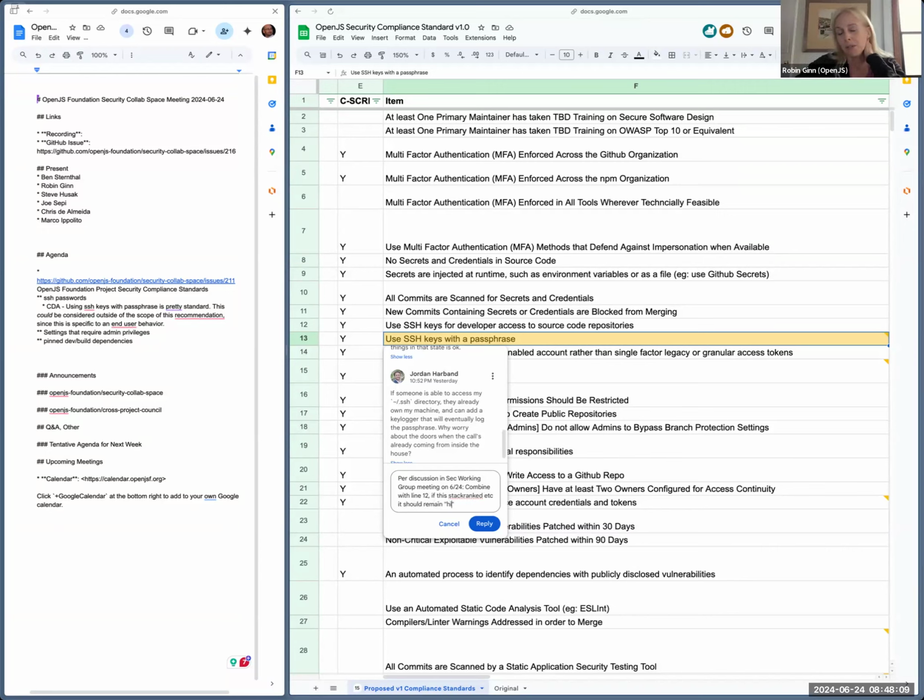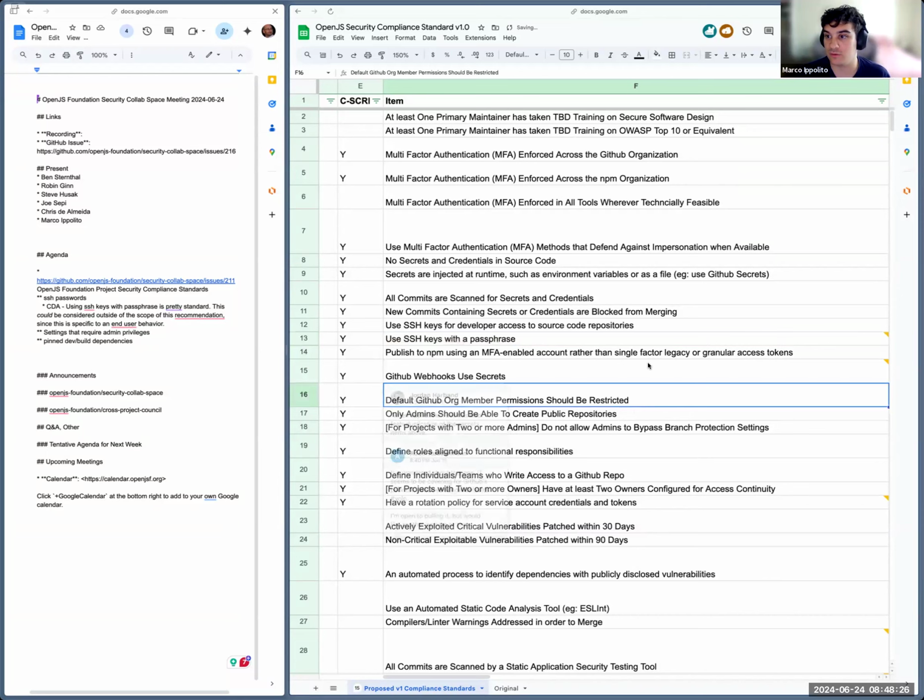Marco, I saw your comment. Is there a reason why on Node we simply do not enforce this? Like when people install GPG keys on their machine, it's simply not in the documentation or the guidelines, so it's up to the releaser.